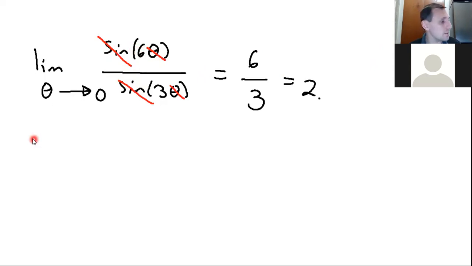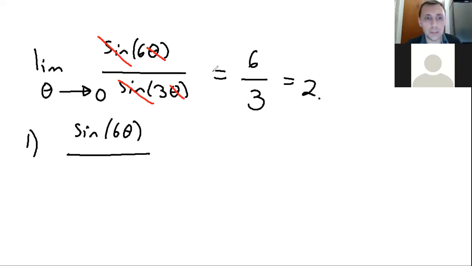So here is method one. Here is what actually happens here. Why does it work? Method one of solving this is that I have a sine of 6 theta, and I want a correction here. What I'll introduce is a correction. So we have sine of theta, and here we have sine of 3 theta. Now, what can I do?